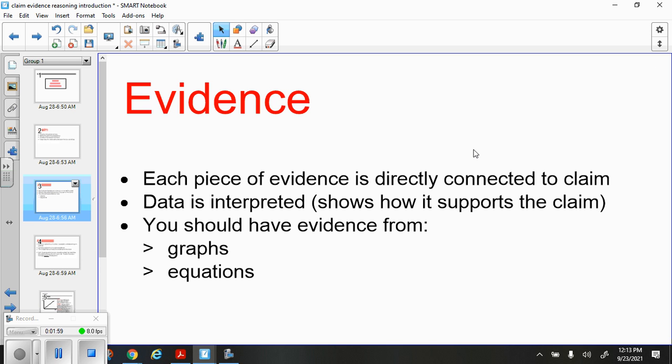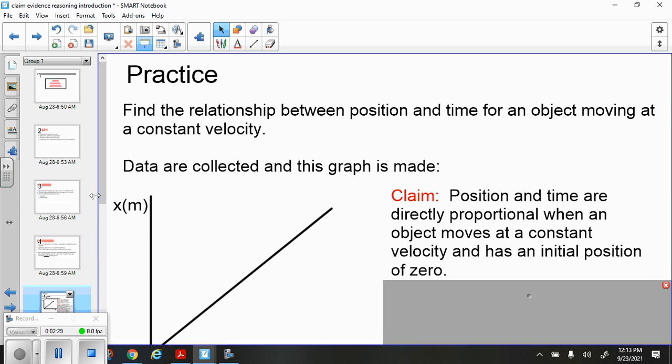Next is evidence. Evidence is where you use your data and your results from your lab to support your claim. Each piece of evidence has to be directly tied to your claim. So not only are you providing me with a graph and an equation, or multiple graphs and multiple equations, but you are telling me exactly how each of those things support your claim. So you're interpreting your data, and you should provide graphs and equations in this part. So let's look back at our example.